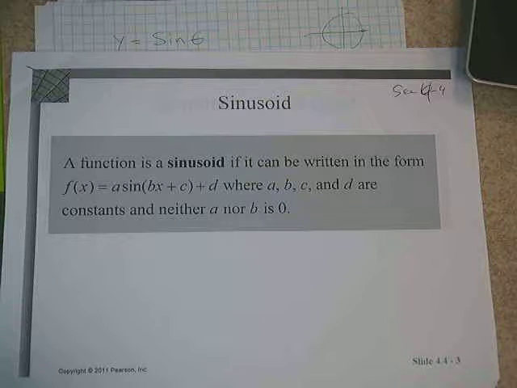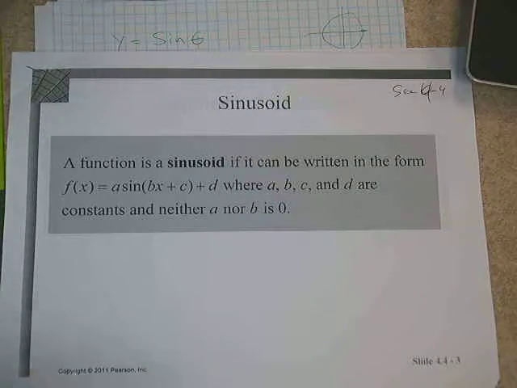are 0. And keep in mind, if a were 0 here, then we would wipe out the whole entire expression except for the d. So then it wouldn't be a sinusoid, it would just be a line, a horizontal line. And then notice b can't be 0 either because we'd wipe out the x. Okay? And again, we'd have a constant function at that point if we wiped out the x. Okay? So anything that can be written of this form is what we call a sinusoid.